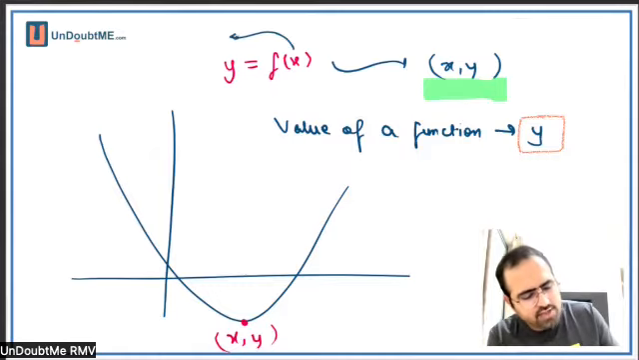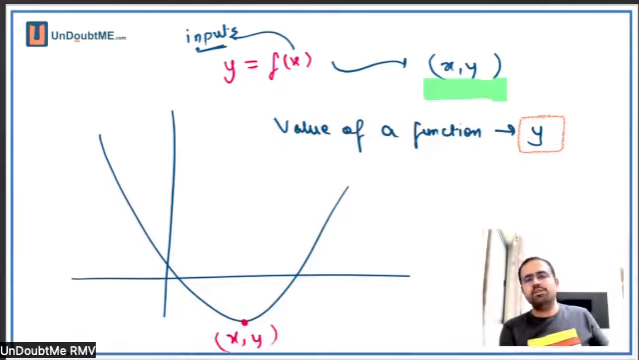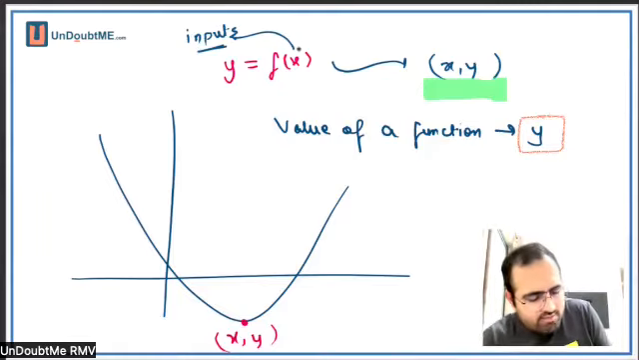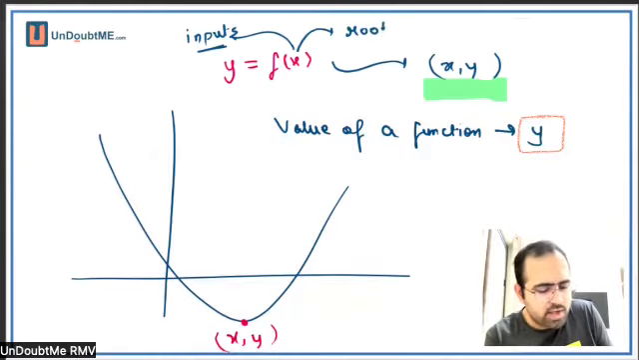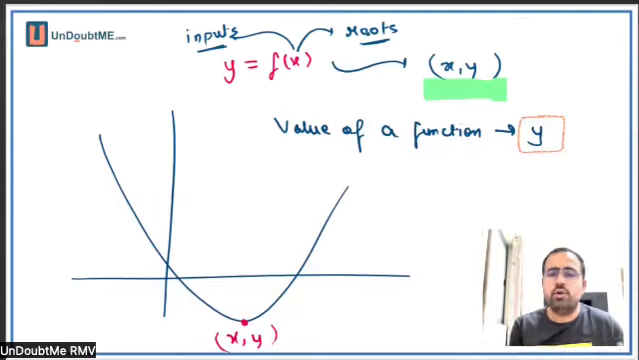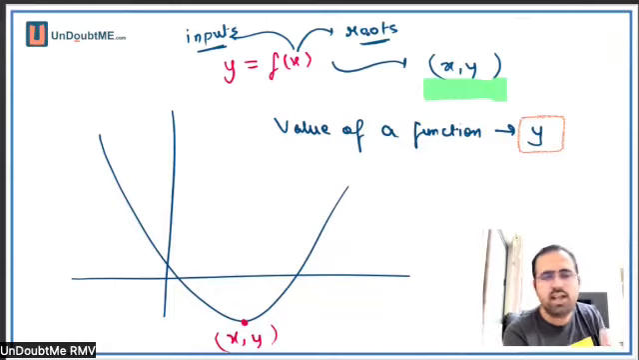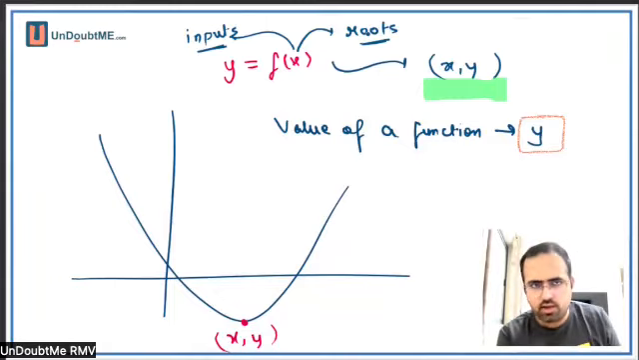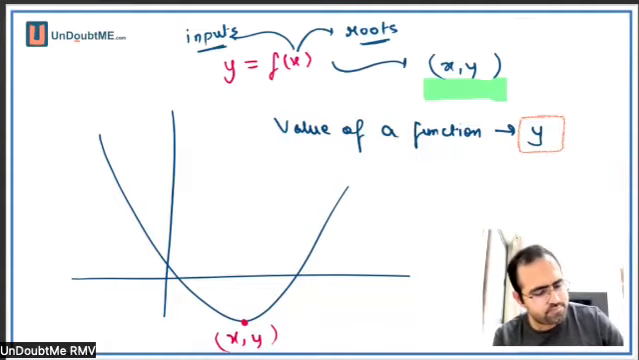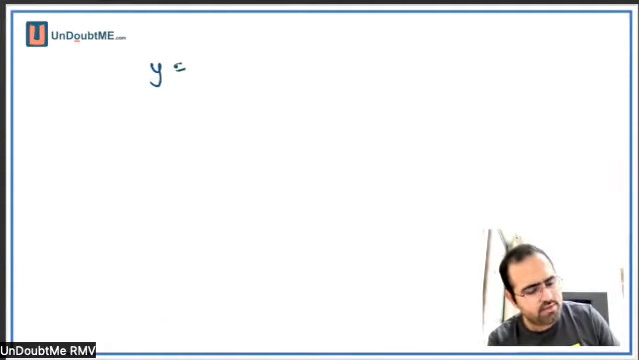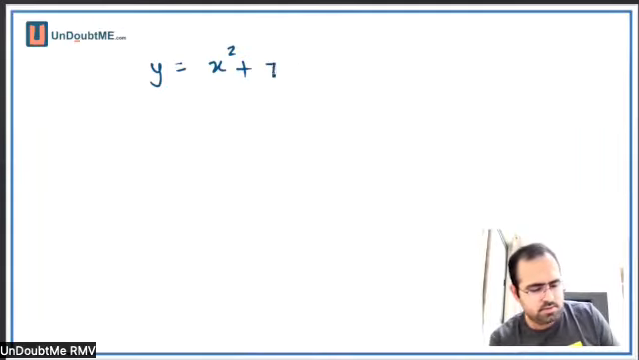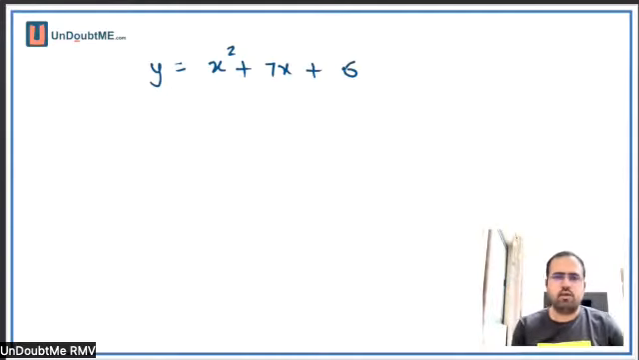x values for any function are always inputs, certain values which you can put in. The x values for any function are also termed as roots, particularly when I talk about a quadratic function. So they will be the roots of the very quadratic equation which we will be writing as a function. So for example, if I write y is equal to x square plus 7x plus 6, this is just a quadratic function which I have taken randomly.